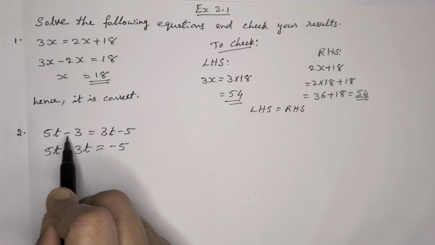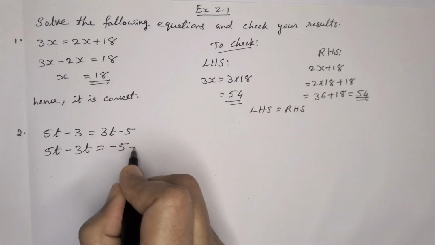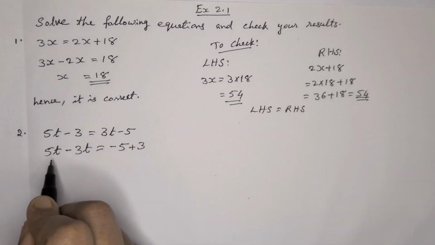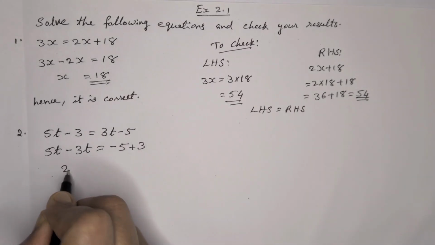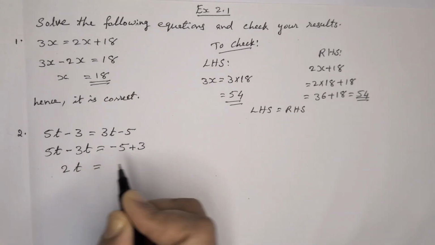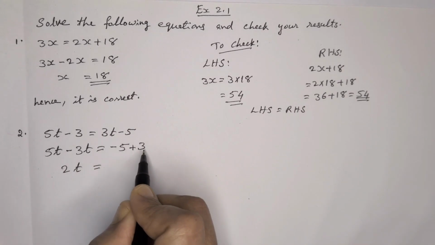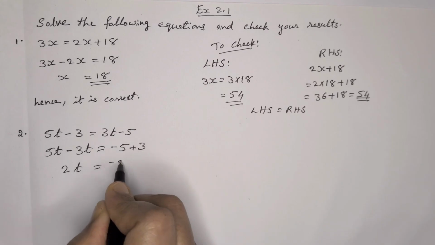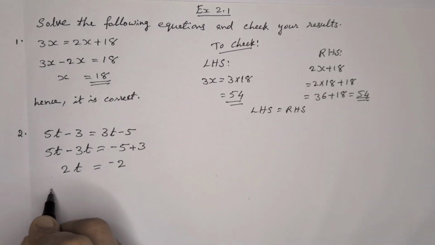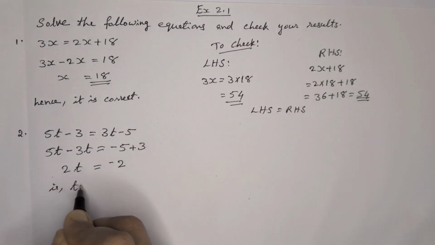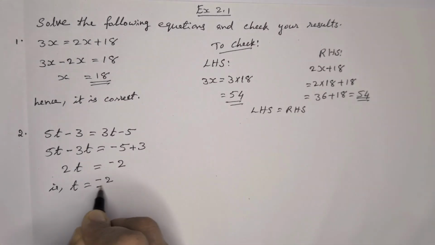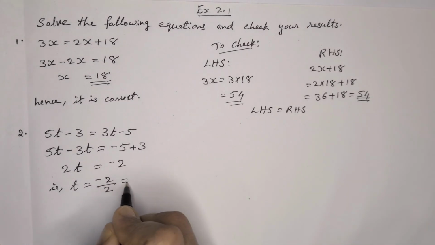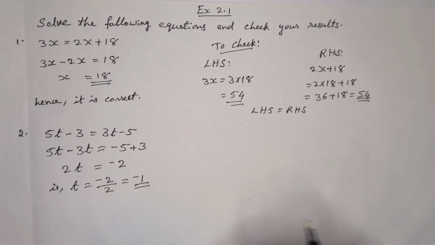And when we are moving minus 3 from left to right, it will become plus 3. 5t minus 3t, that is 2t, is equal to minus 5 plus 3. So minus 2. That is t is equal to minus 2 divided by 2 is equal to minus 1.